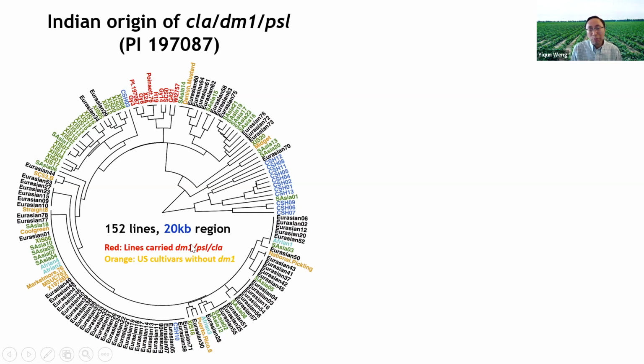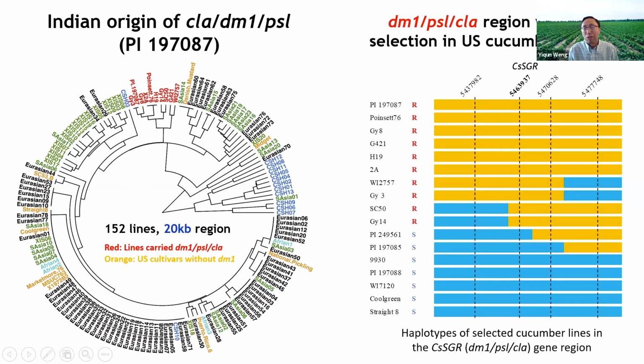Why do we use Kinetic KB? Because the AOD in this region is very low, with high recombination. This is really consistent with the breeding history, because all the resistant lines carrying the DM1 in the US breeding materials carry the haplotype basically, and those susceptible ones don't. So that means this gene was under selection during the breeding of the US pickling and slicing cucumbers.